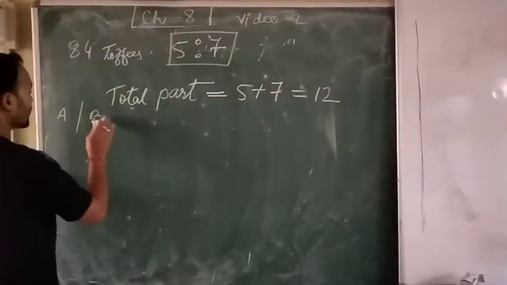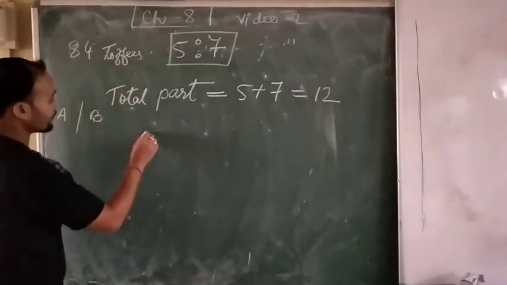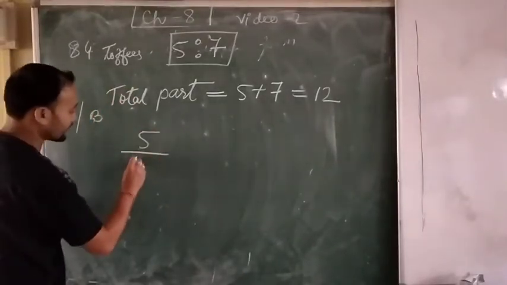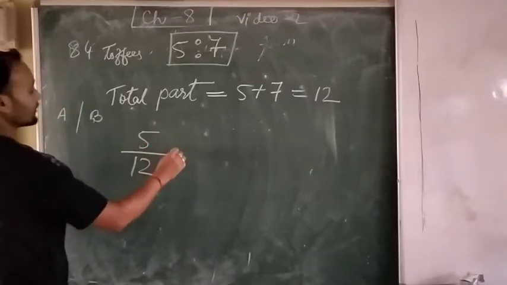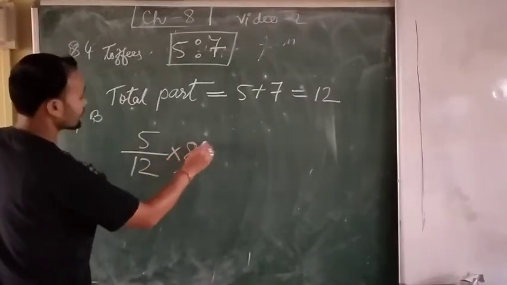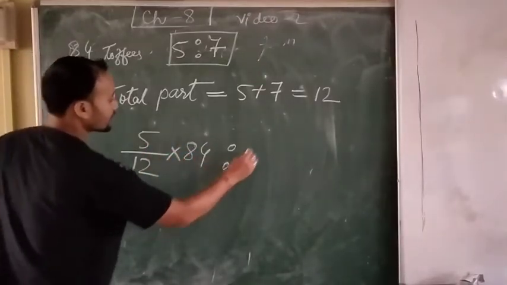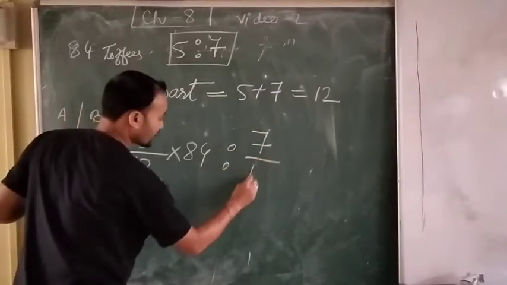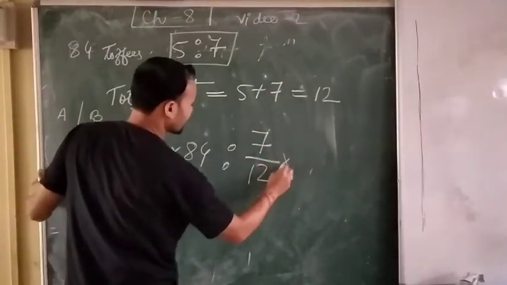Now out of total part, what is the given ratio? 5 has to be attained from the total part, and of how much? 84. Now is to 7 of the total part into the given 84.